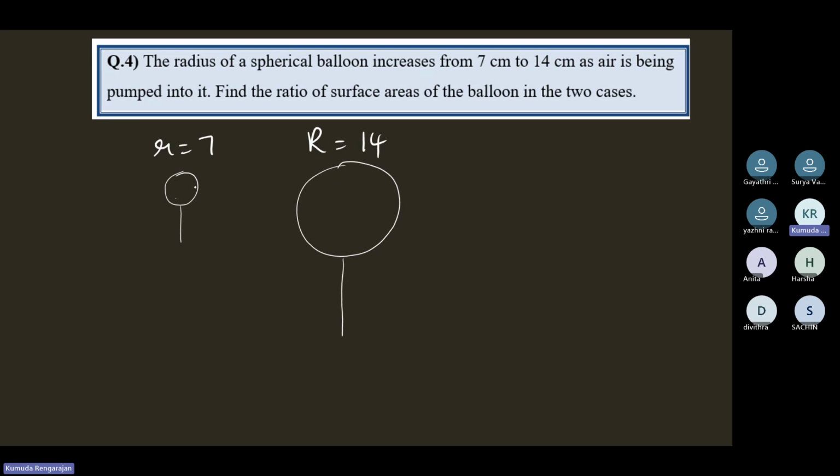In the first case, the radius is 7. So the balloon is like this. Then you blow more air into the balloon, so it grows in size. It becomes like this. Now this is the surface area. This one is the surface area. This one is the surface area. Supposing the surface area here is, just for example, some 100 centimeters square. Supposing the surface area here is, say, some 800 centimeters square. So what's the ratio? 100 by 800. 1 by 8. 1 is to 8 is the ratio. They want you to find this ratio.